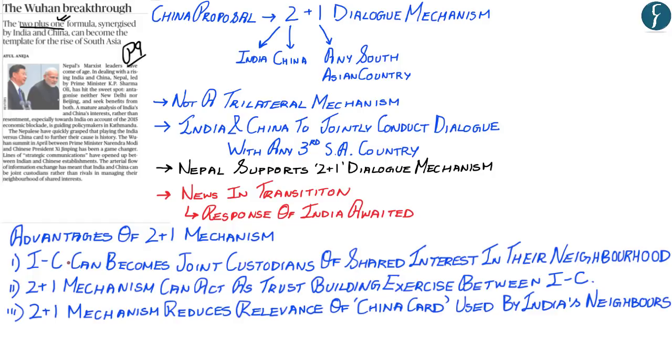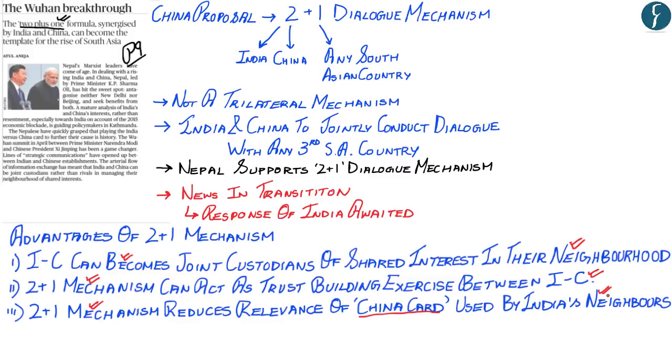Now hopefully up till here you've understood the three advantages highlighted by the author of the 2 plus 1 mechanism: India and China can become joint custodians of shared interest in their neighborhood; the mechanism can act as a trust building exercise between India and China; and it reduces the relevance of the China card, which has been used by India's neighbors to pressurize India.